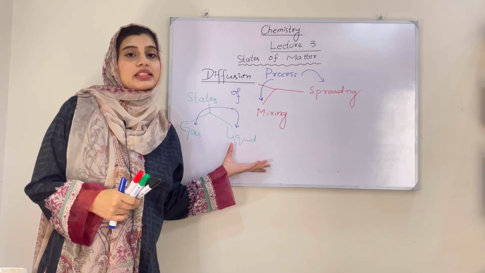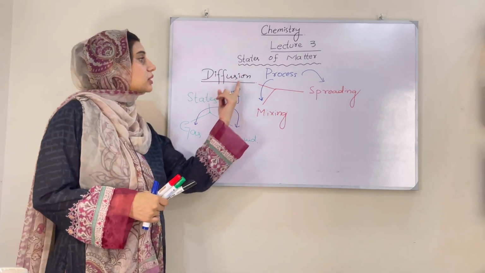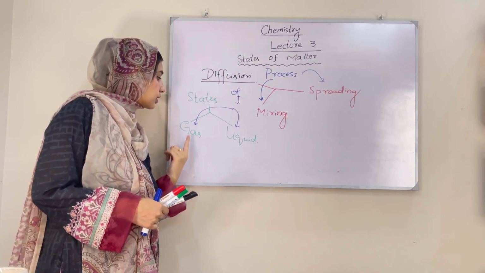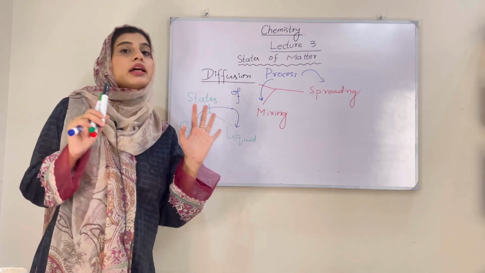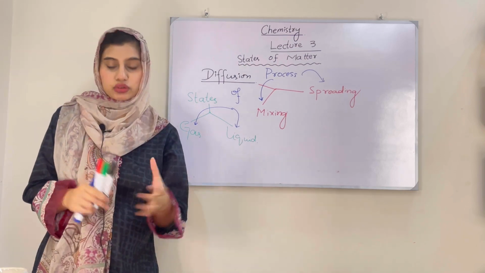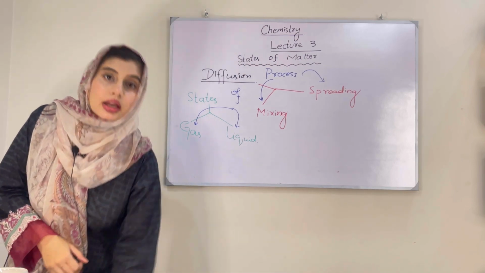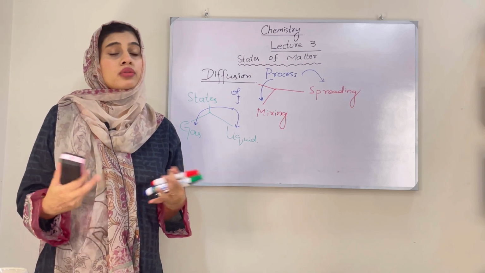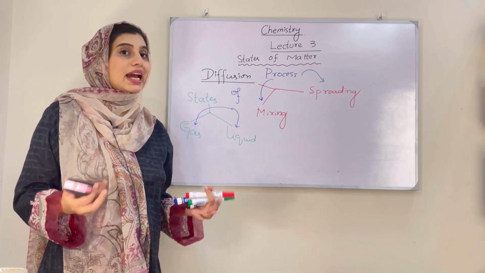Okay, I hope this is clear to all of you. The process of spreading and mixing of gases and liquids is known as diffusion. So this is the definition of diffusion. Clear? Now we are going to study the factors of diffusion, that is, what the factors are on which diffusion depends.